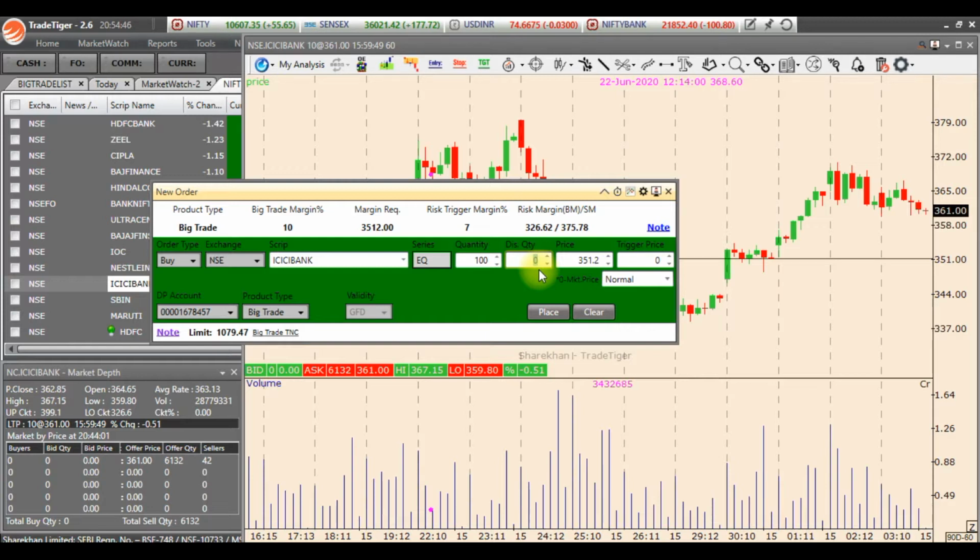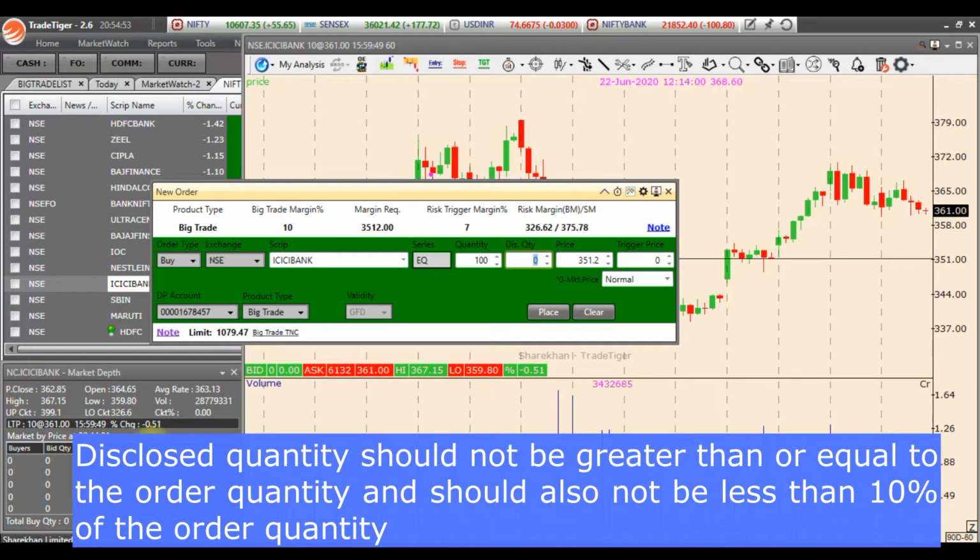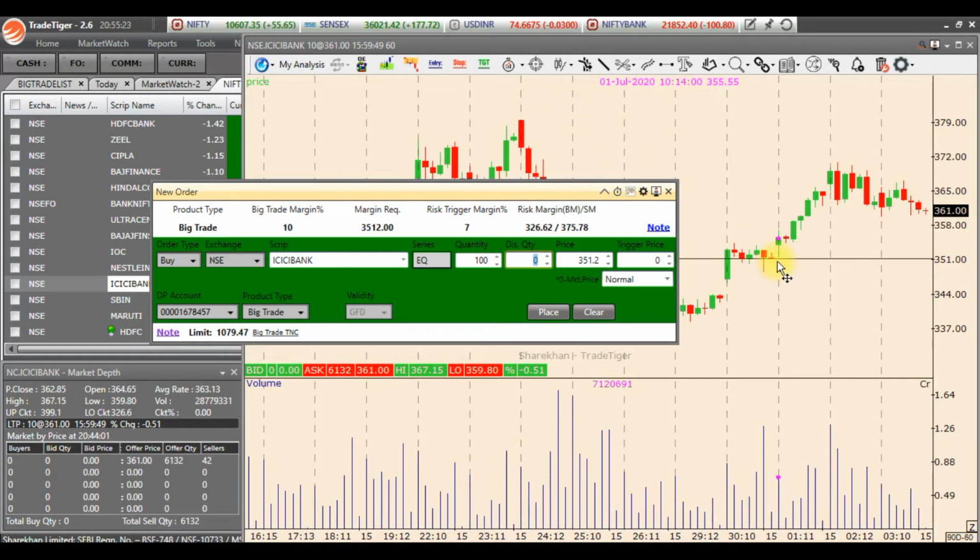It is for institutions. If you are executing bulk quantities, then you can mention the disclosed quantity in market depth. For example, if you are executing 1 lakh orders, but you don't want to show 1 lakh in the market depth, then you can mention a small quantity like 10,000 as the disclosed quantity, and that will be shown. The actual quantity will not be shown in the market depth. Got it? And then the price will automatically come because you are placing the order from the chart.